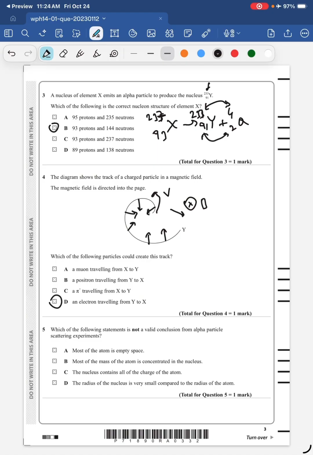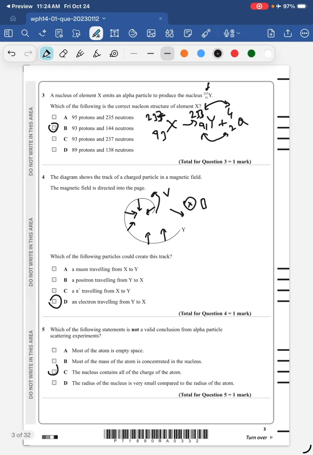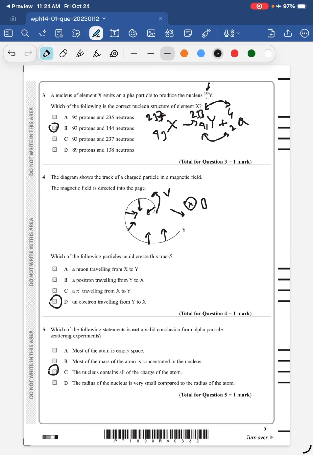So, C, because the nucleus does not contain all of the charge, you have the electron cloud as well. So I guess C is the right answer.